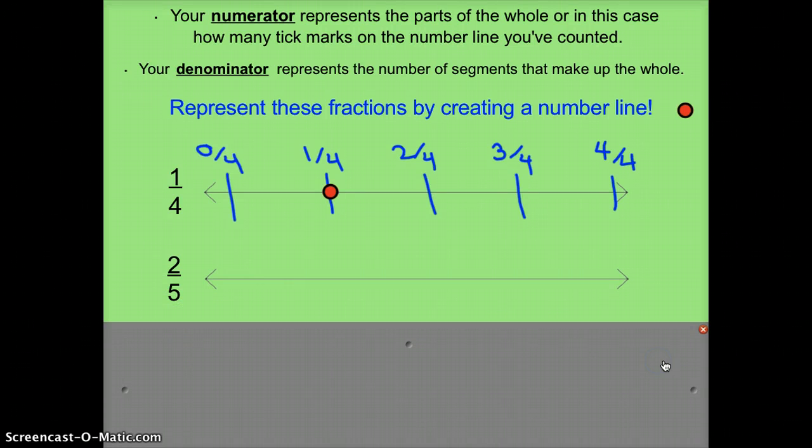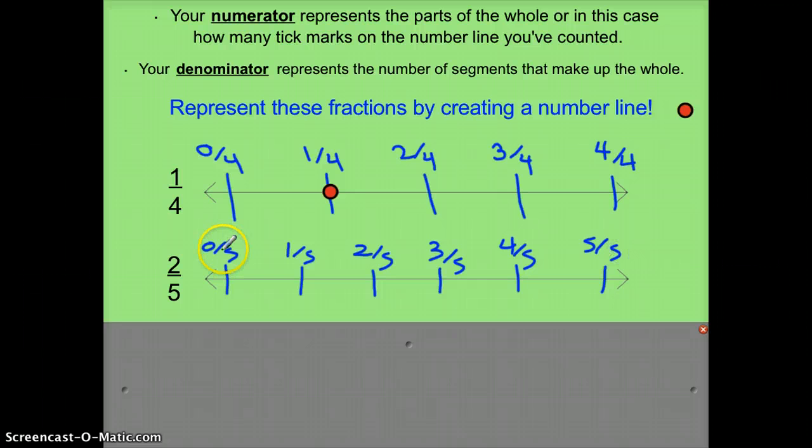Look at another one. 2/5. I'm thinking 5 is my denominator. That means I need 5 spaces. 1, 2, 3, 4, 5. This is 0/5, 1/5, 2/5, 3/5, 4/5, and 5/5. If you start at 0, end at 1 whole, and you have the same number of segments as your denominator, it's most likely correct. All I need to do is add a point on 2/5.